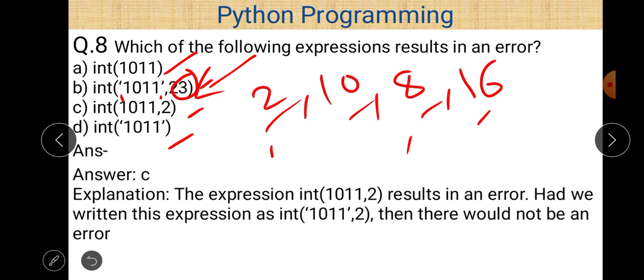And if we don't mention any number system, then by default it is considered as a decimal number system.